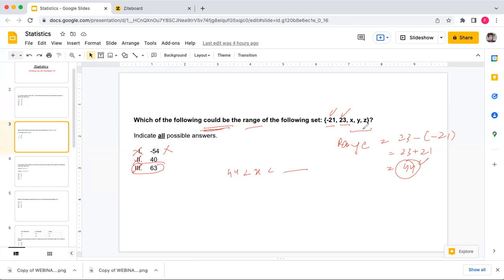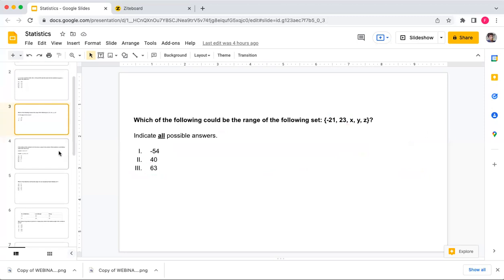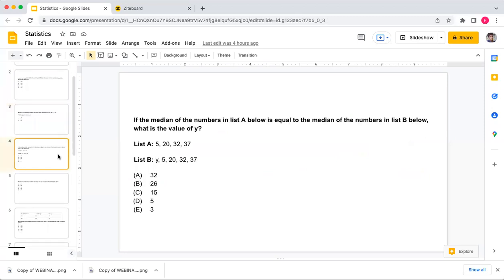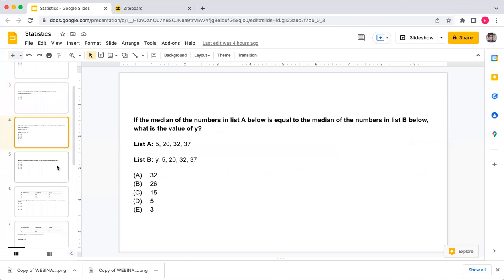Because right now we don't know about x, y, and z. These could be greater than 23 or less than minus 21. So based on that, we can assume that the minimum range is 44 and the maximum could be of any length. We don't know about that, but we are sure that the minimum range is 44. Okay, the next one. This is again a simple question, just leave this for later.